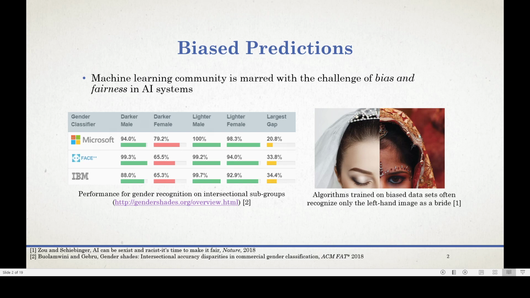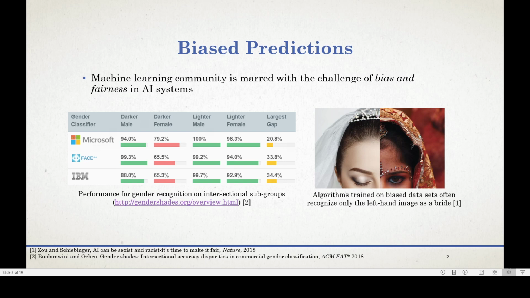A well talked about study conducted by a group of researchers at MIT highlighted the difference in accuracy for different subgroups across gender and ethnicity when performing gender prediction using commercial systems. This demonstrated how certain subgroups are more vulnerable as compared to others when using automated systems.